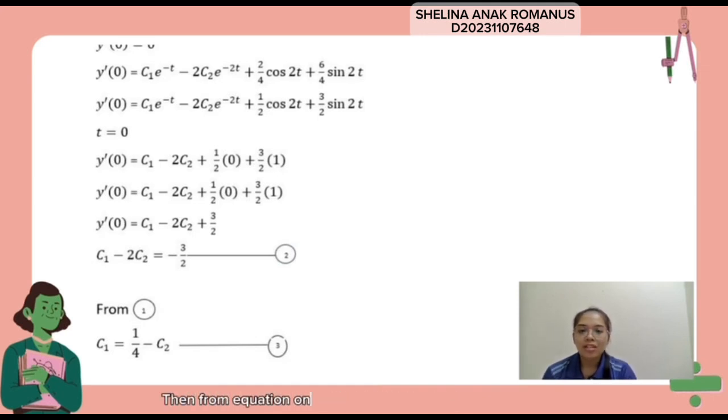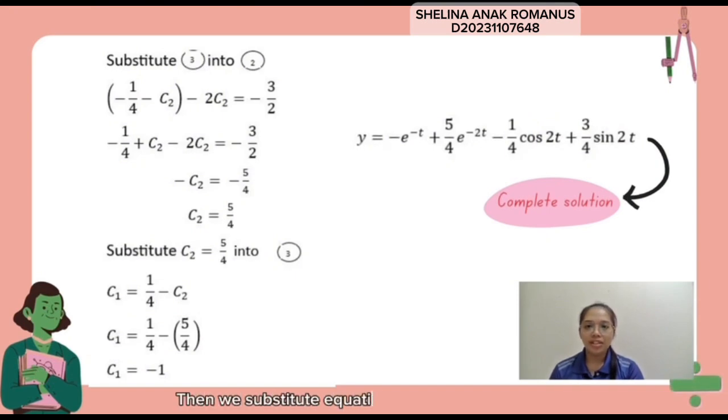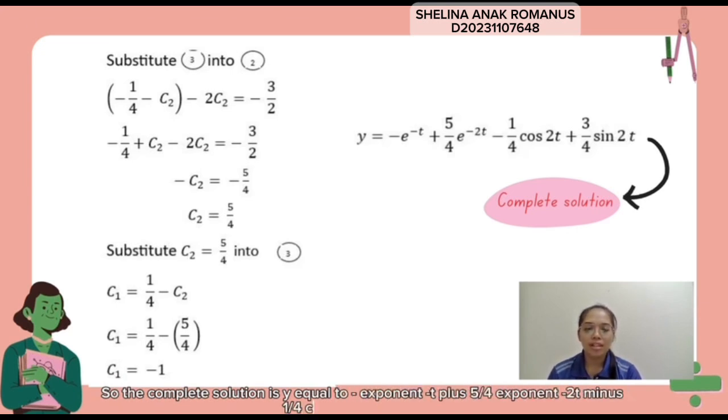Then from equation 1, C1 is equal to 1/4 minus C2, and it is equation 3. Then we substitute equation 3 into equation 2. Then we get -1/4 plus C2 minus 2C2 equals -3/2. Then we get C2 equals 5/4. Then we substitute C2 equals 5/4 into equation 3. Then we get C1 equals -1. So the complete solution is y equals -e^(-t) plus 5/4 e^(-2t) minus 1/4 cos 2t plus 3/4 sin 2t.